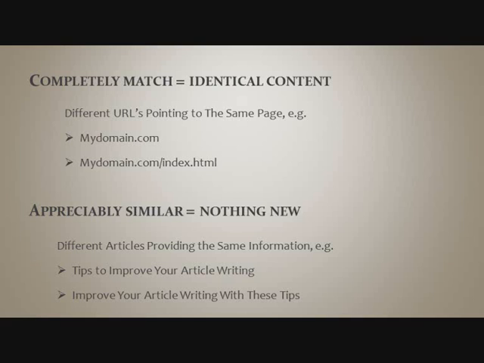Appreciably similar just means that, two pieces of content, but one isn't really any different to the other one. It's not offering anything new. So for us who are into article marketing, if you've written an article and then you've spun it 100 times, or you've submitted it to various article directories with very little change in there, you might have written an article called Tips to Improve Your Article Writing, and then when you've spun it, it ends up being called Improve Your Article Writing with These Tips. That's fairly appreciably similar content. Okay, so as far as Google's concerned, that's duplicate content.